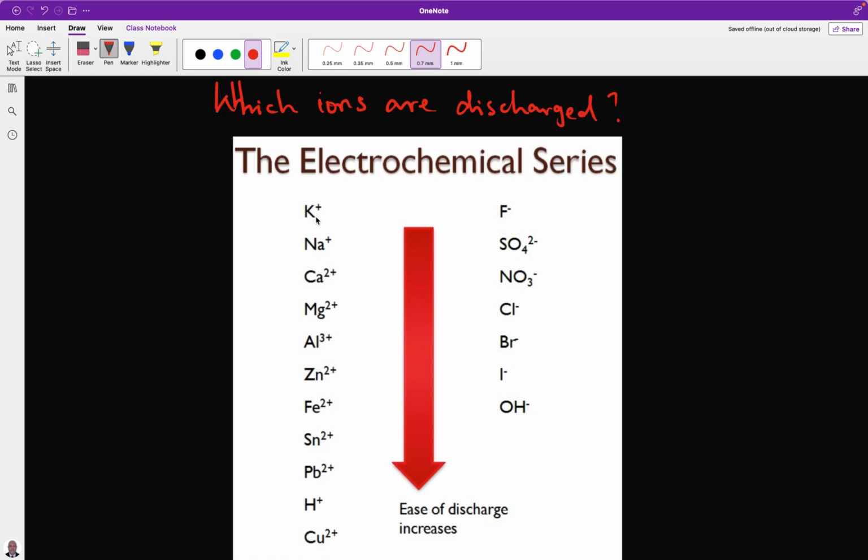As you go down this column, the ability to give electrons decreases, with potassium having the highest tendency to lose electrons. The same thing applies to the anions. As you go down, fluorine is the most electronegative, having a high affinity for electrons. As you go down, the ability to accept electrons decreases, with fluorine having the highest ability to accept electrons.